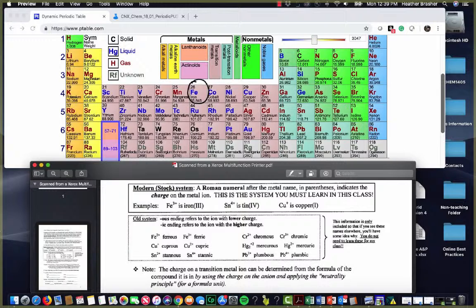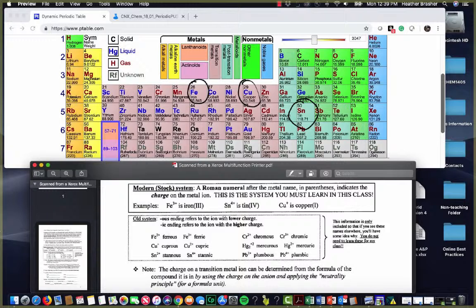The +3 example is ferric in the old name, but you can also name it as iron and then the Roman numeral 3, right? Tin, SN over here, that one is +4, and you can put tin Roman numeral 4. Or copper, that is right here, is copper 1, depending on if it's +3, +4, +1, or even +2. You can do like 2 in there. So you can easily name it that.